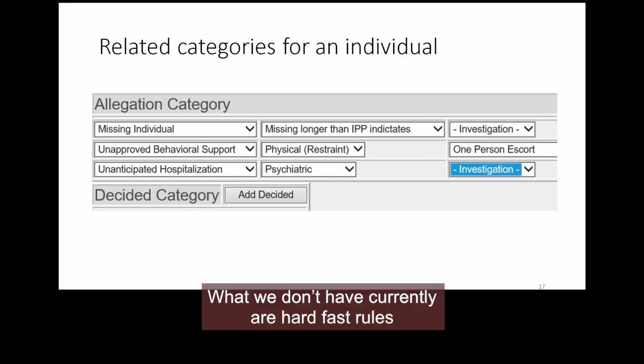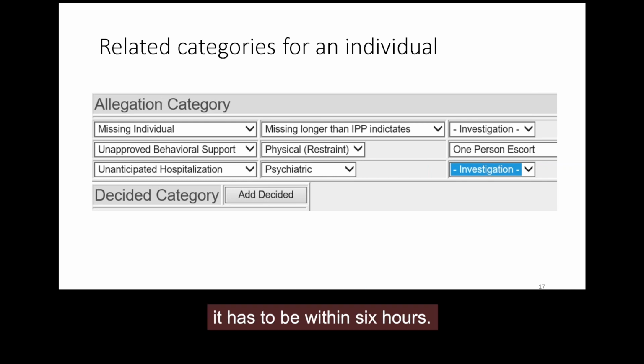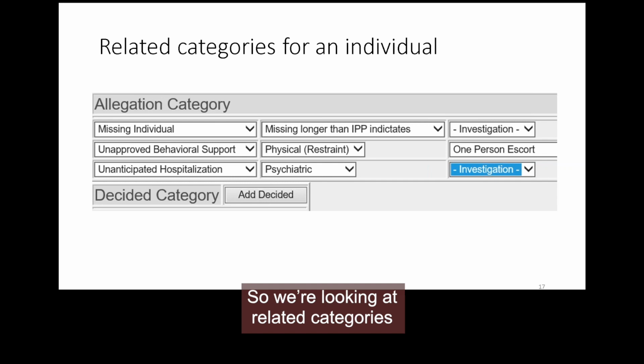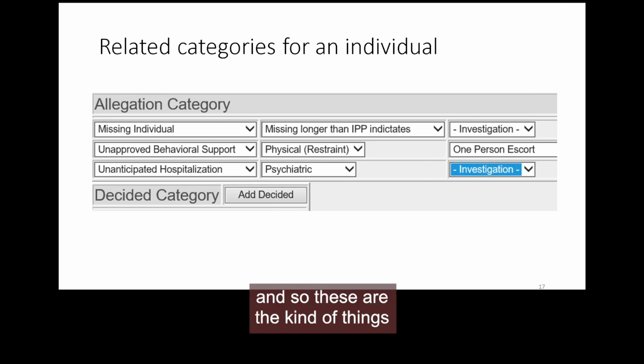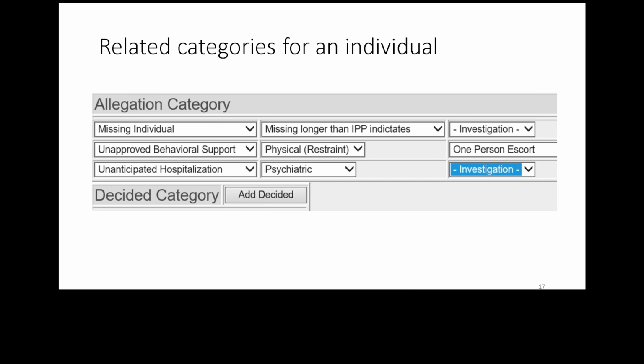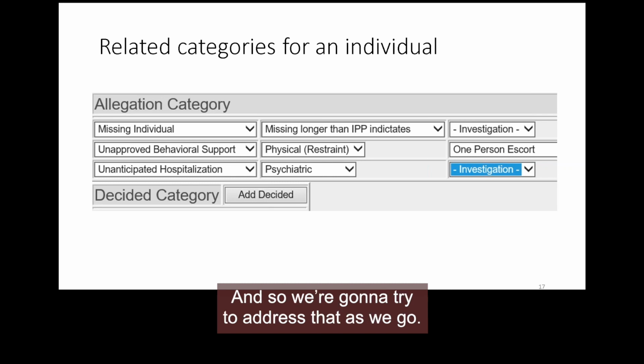What we don't have currently are hard, fast rules around it has to be within 12 hours, it has to be within 6 hours. So we're looking at related categories or things that stem from one event, and usually in a close time frame. These are the kind of things that we're going to be working out with you. We've had a lot of really good questions come in, and we're going to try to address that as we go.